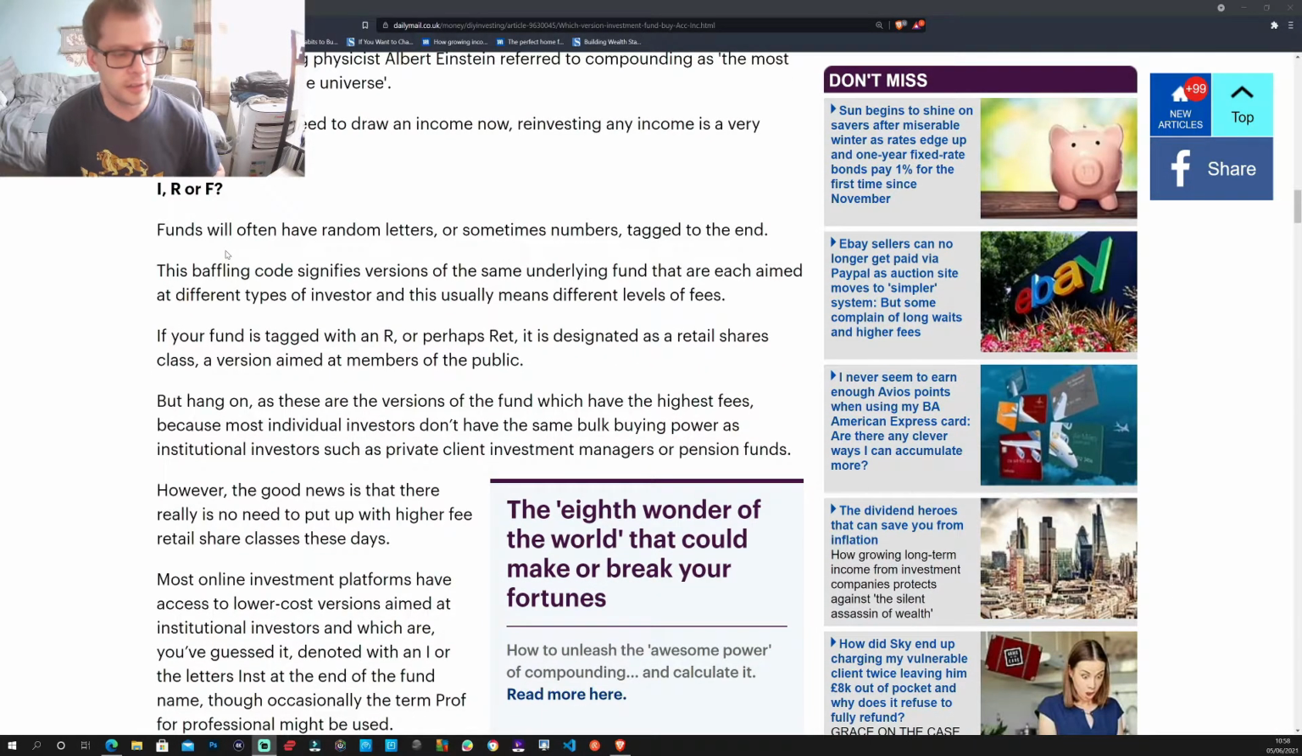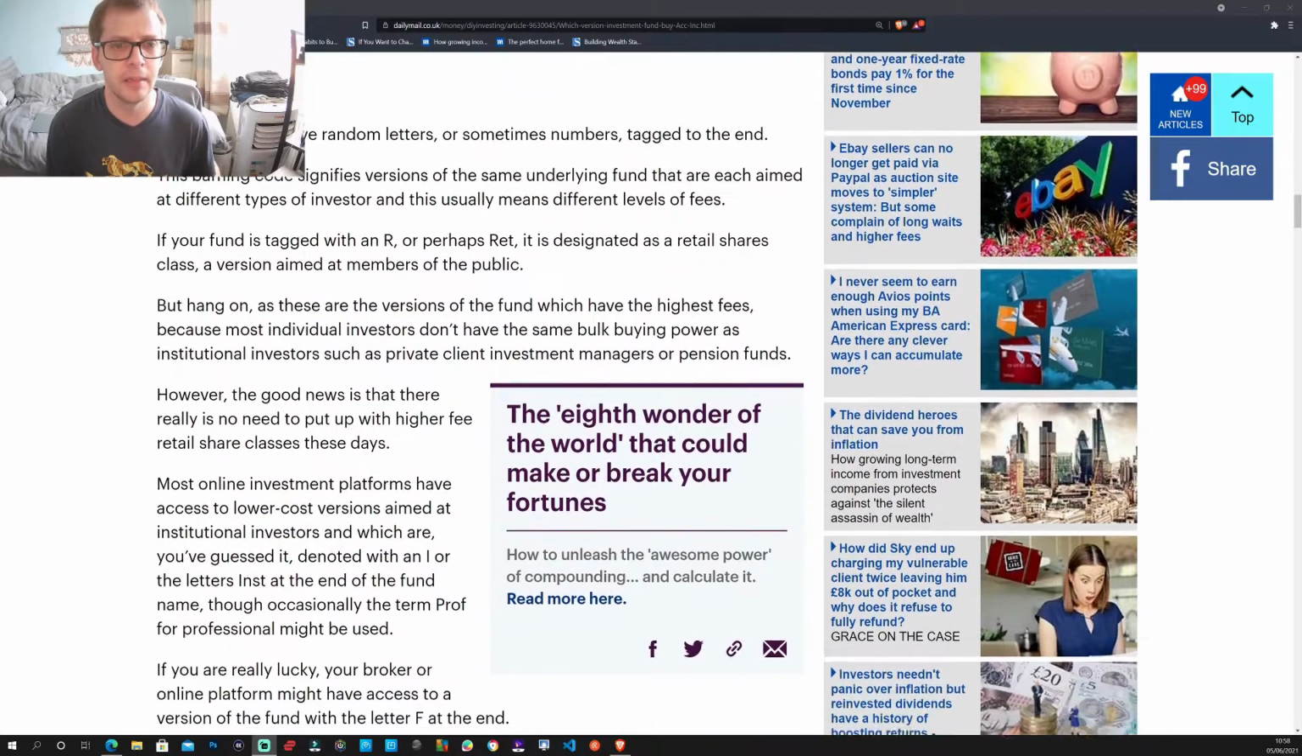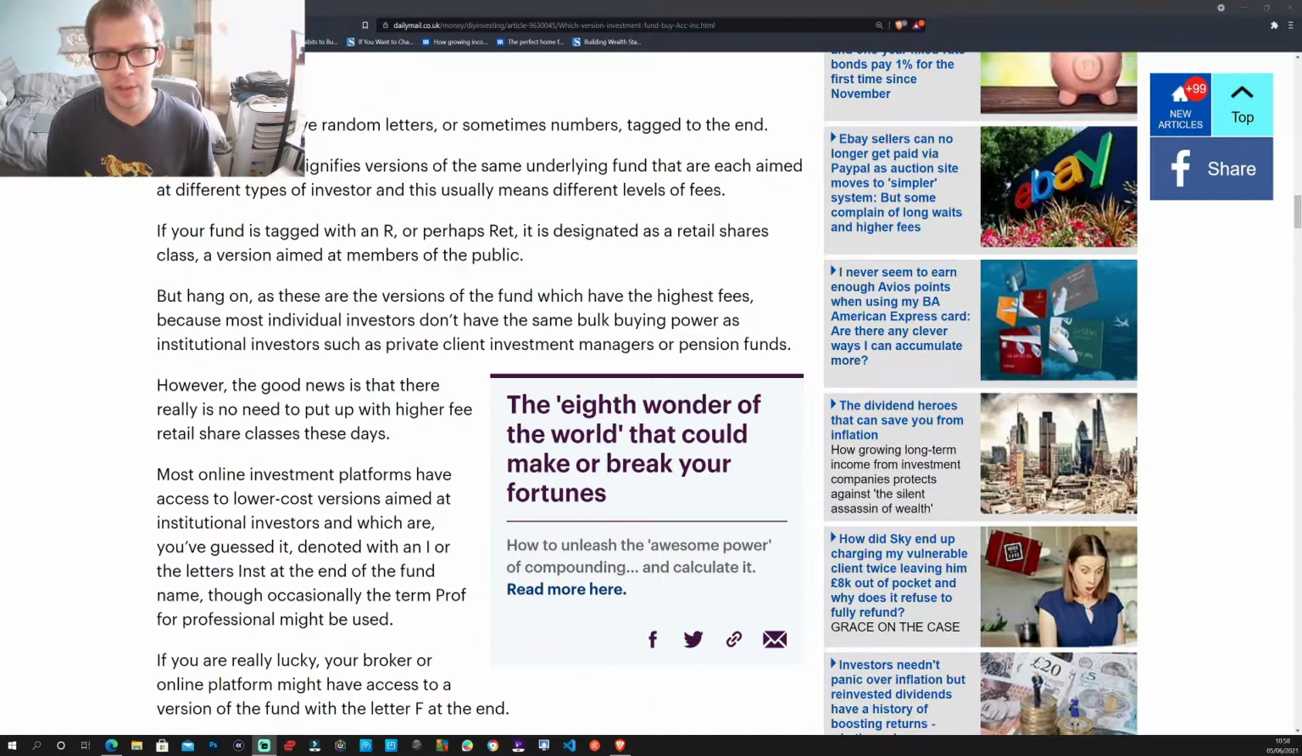So I might as well just put it to work in the future. So, I, R, and F. Funds will often have random letters or sometimes numbers tagged to the end. This baffling code signifies versions of the same underlying fund that are aimed at different types of investors, and this usually means different levels of fees.